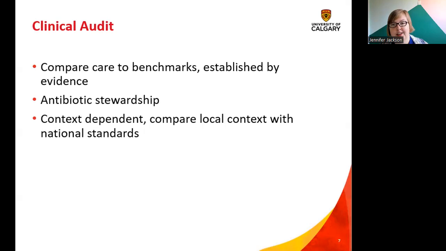So you want to make sure that someone who's getting care in Toronto and somebody who's getting care in Northern Alberta, or somebody who's getting care in London and somebody who's getting care in Northern Scotland, that they are getting the same quality of care. So national guidelines can be useful, and a clinical audit is the way to assess whether or not an organization is meeting those benchmarks.